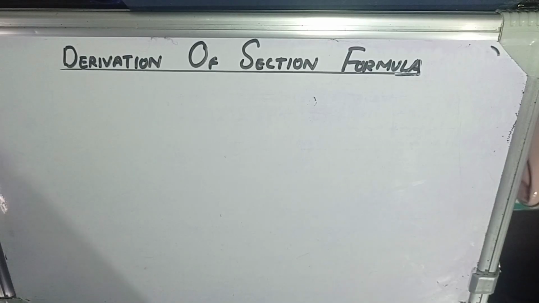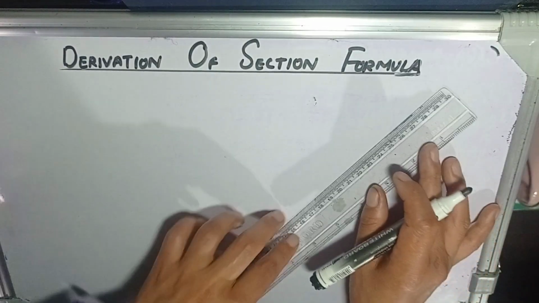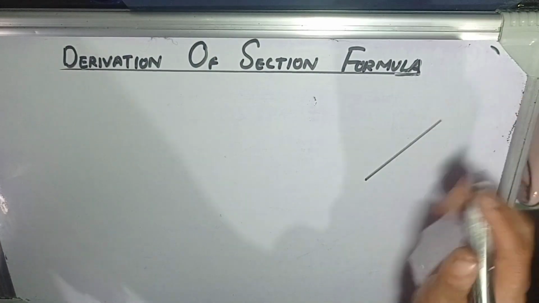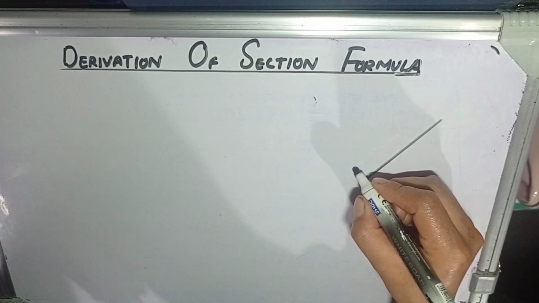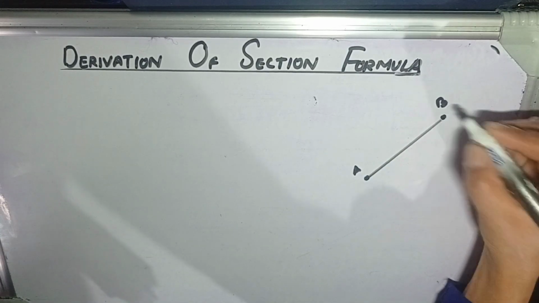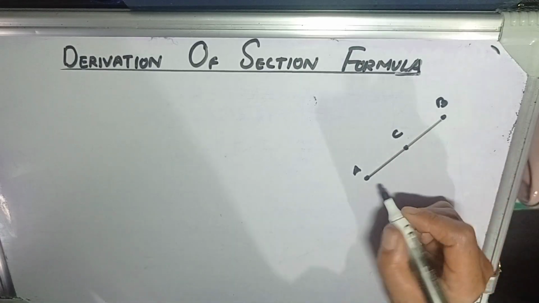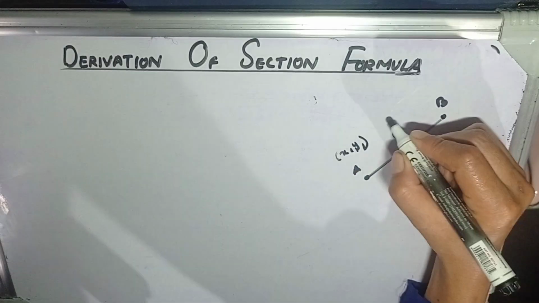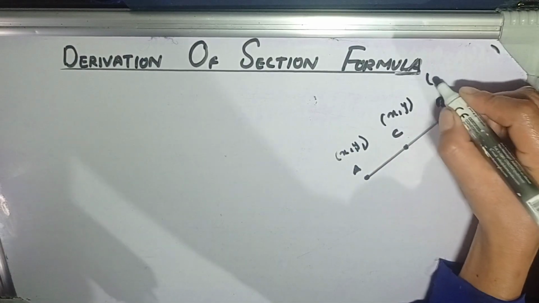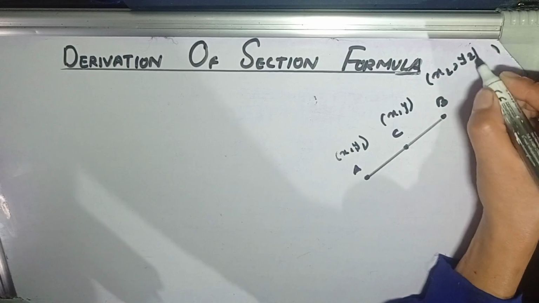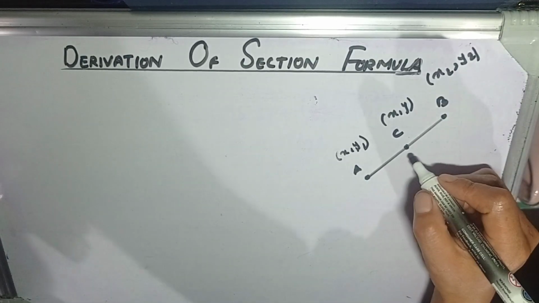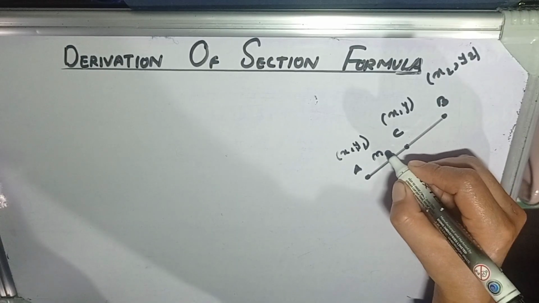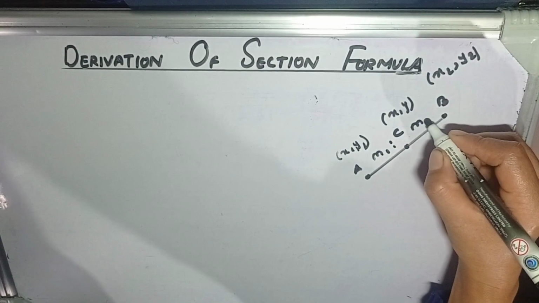Derivation of section formula. So let's make a number line here. Let A and B be two cities which are divided by C. We know the coordinates of A, that is x1, y1, C is x comma y, and B is x2 comma y2. So this line is divided by m1 is to m2.